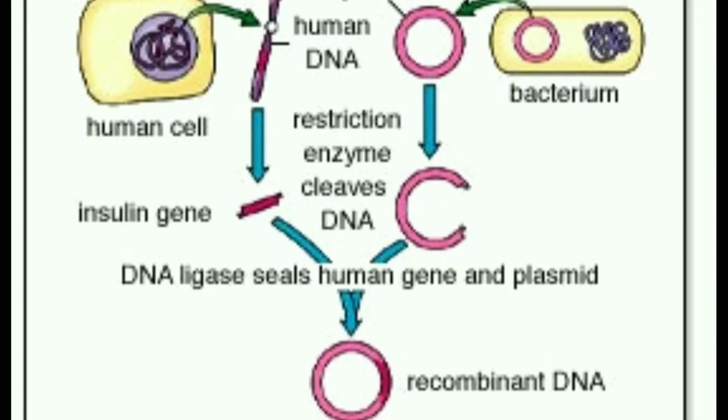First, we take a human cell, and from the human cell, using restriction enzymes, we cut and take a gene. For example, we took an insulin gene. From a bacterium, we take a plasmid. This plasmid is also cut using a restriction enzyme. And this insulin gene and the plasmid are joined together by DNA ligase. And the structure which is formed is called a recombinant DNA molecule.